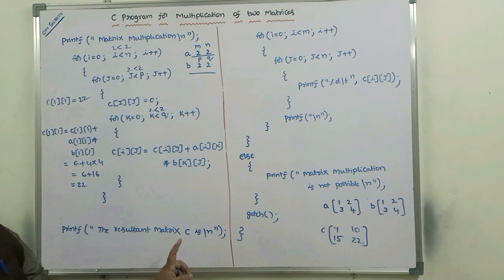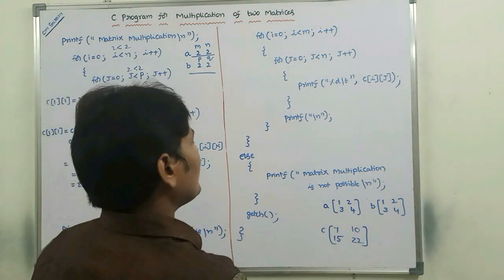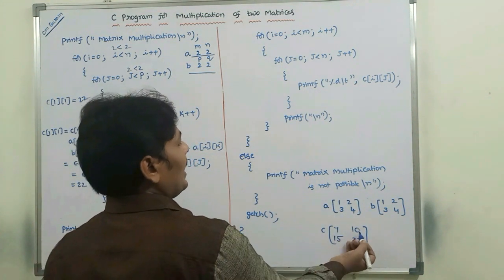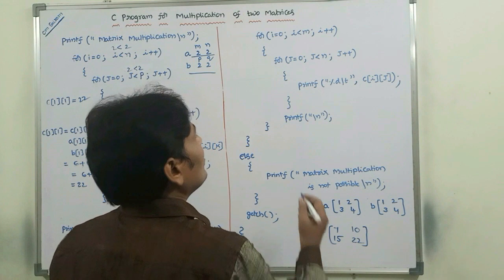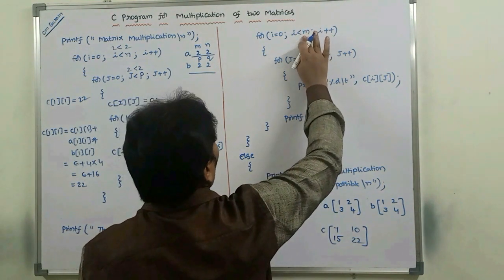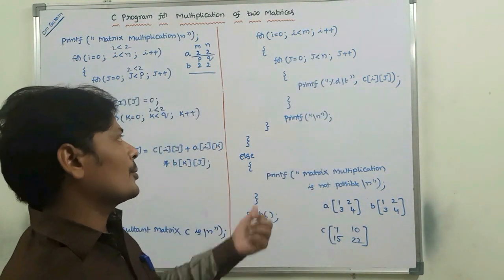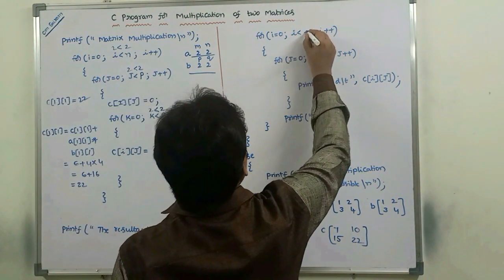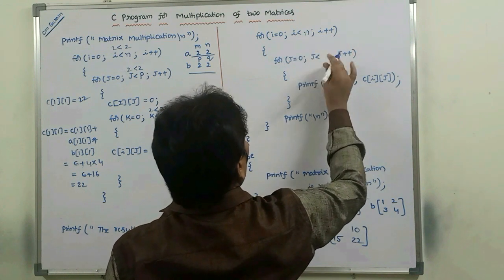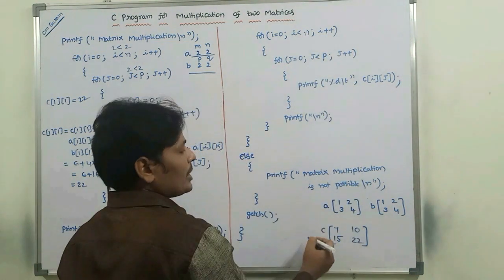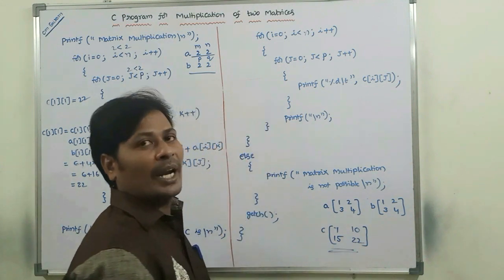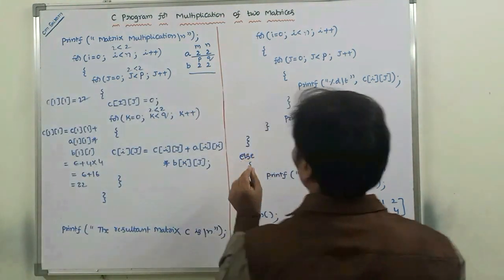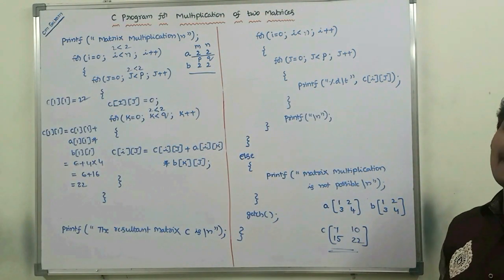The resultant matrix C is, okay, so what is the result we are getting? This is the result we are getting. So 7, 10, 15, 22. Okay, so here I am also writing N and P, there is no problem at all. So C of ij, here I am also writing this one, N and this is P. So the same matrix we are printing. This is the resultant matrix 7, 10, 15, 22. Okay, this is the complete explanation of matrix multiplication.